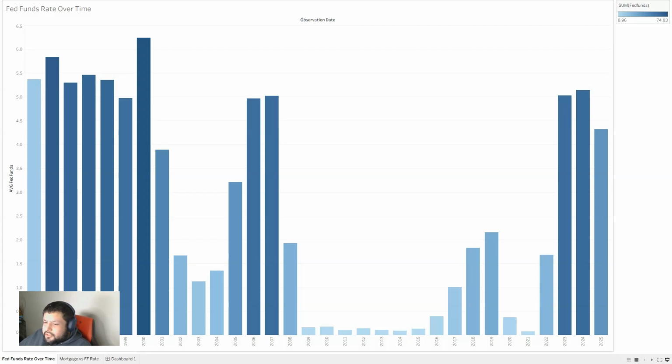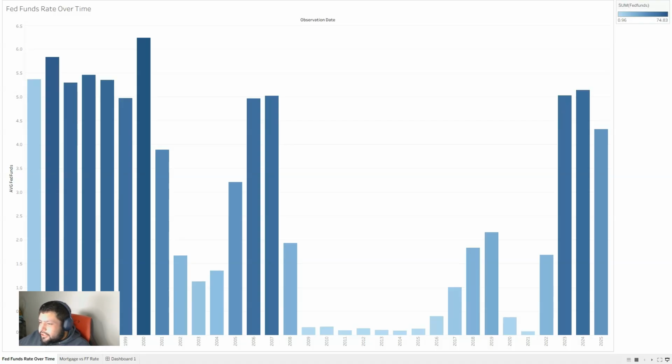Second, mortgage rates follow the same general direction as the Fed funds rate, but not always at the same speed or magnitude. The lag between the two rates is one of the key insights shown in my dashboard. We will see this shortly. Third, the combined visualizations show that long-term borrowing costs respond to, but do not perfectly mirror, short-term policy decisions.